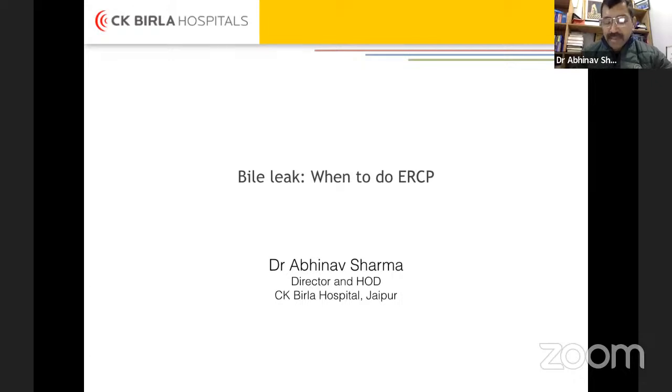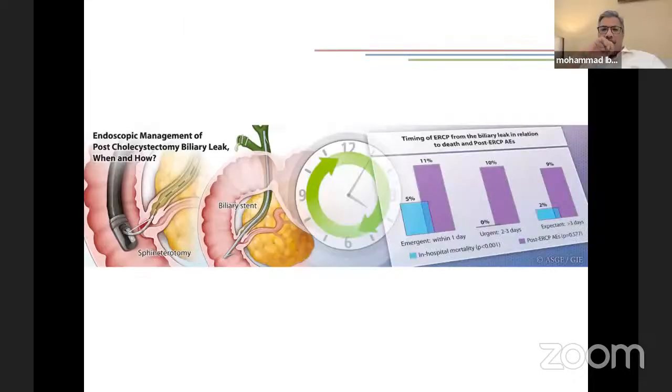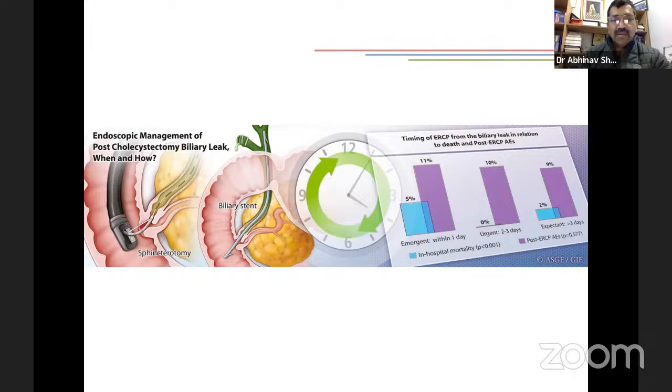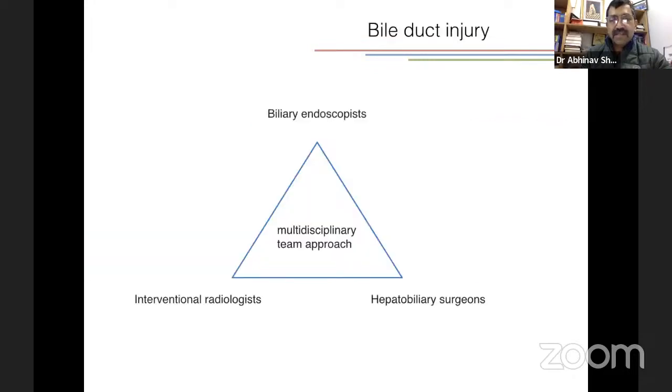So I think my job has also already been made easy by Dr. Sadaf, and this is the key slide. This is basically from an abstract, endoscopic management of post-cholecystectomy biliary leak, when and how. So modalities are sphincterotomy, biliary stent, and the timings on the right side of the screen have been given.